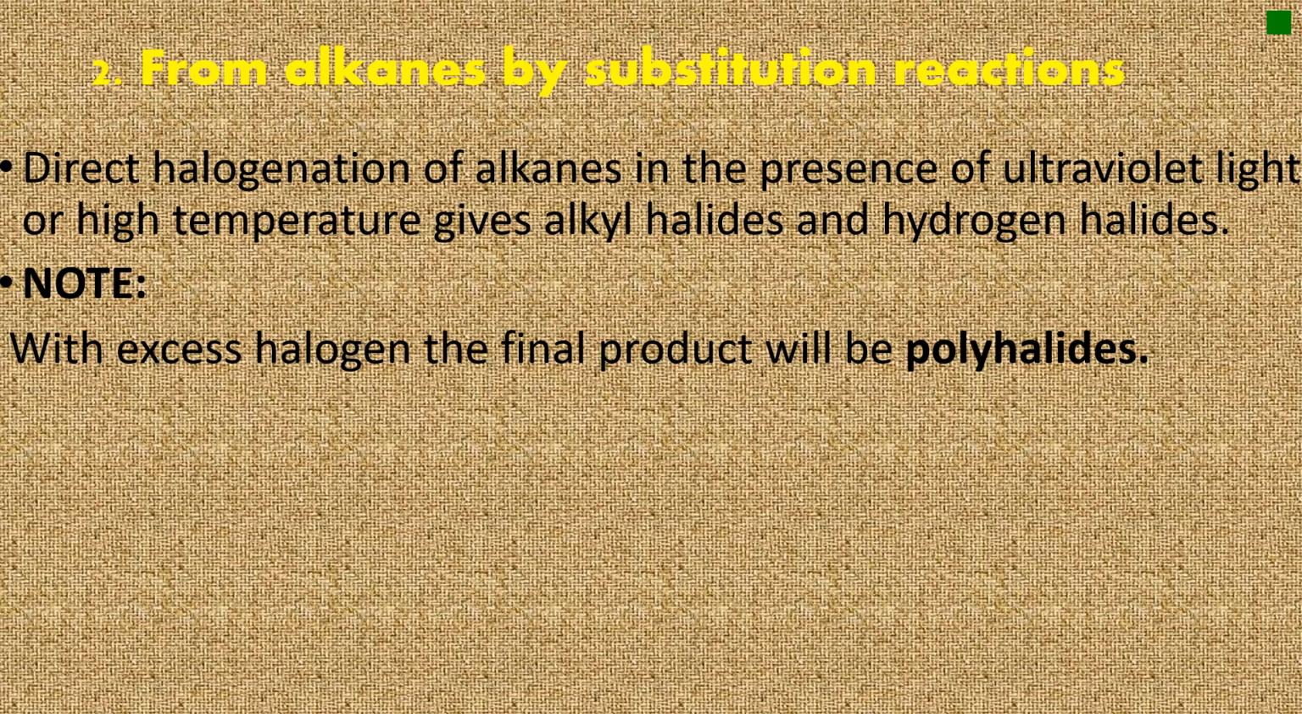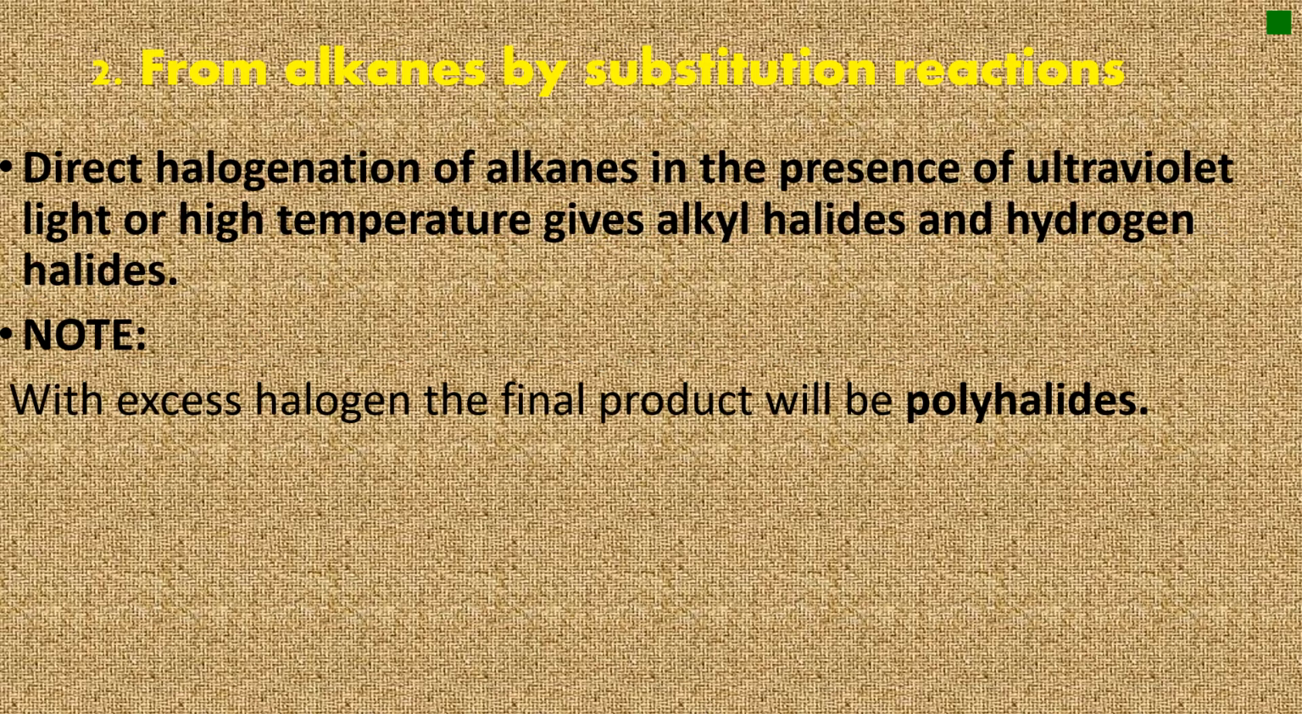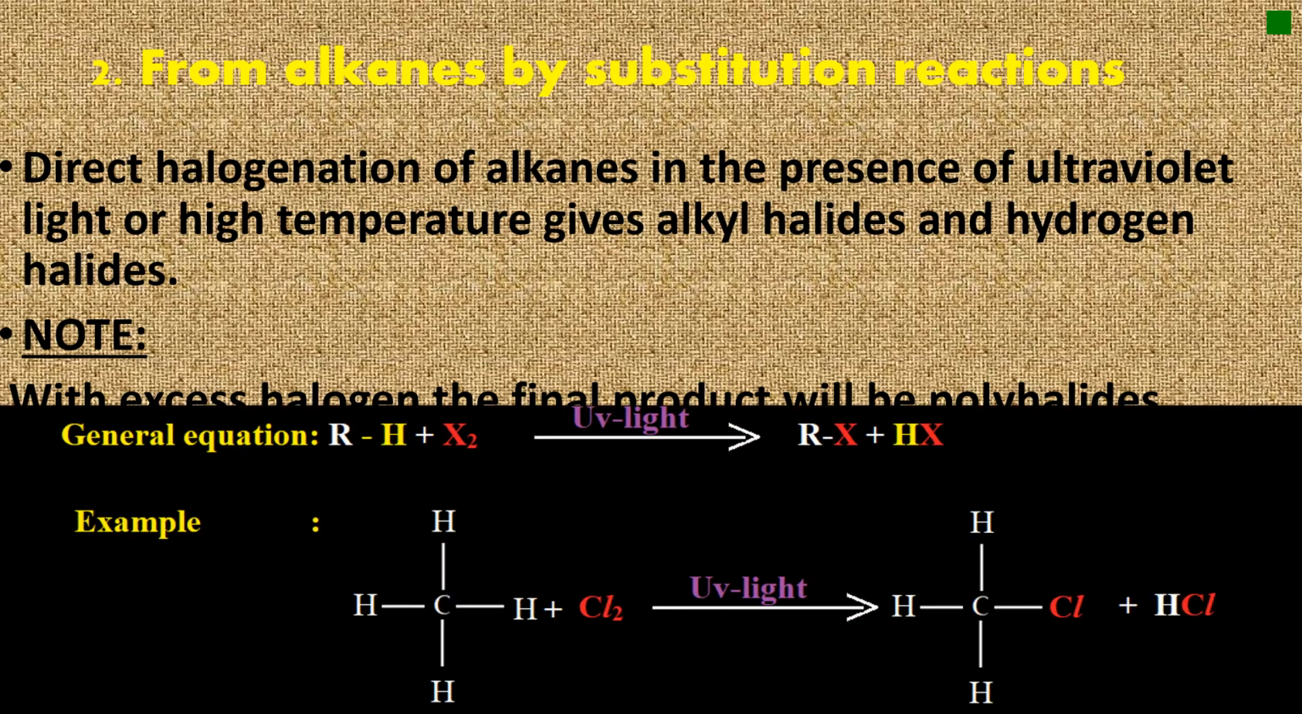The second preparation is the preparation of alkyl halides from alkanes by substitution reactions. Direct halogenation of alkanes in the presence of ultraviolet light or high temperature gives alkyl halides and hydrogen halide. Note: with excess halogen, the final product will be a polyhalide instead of a monohalide. Let us have an example.